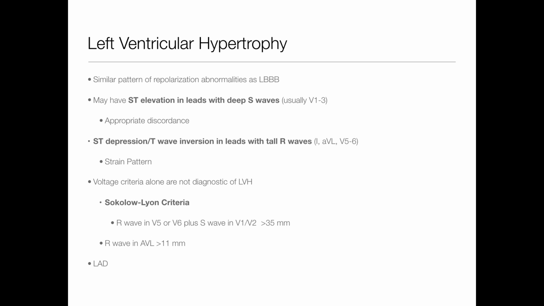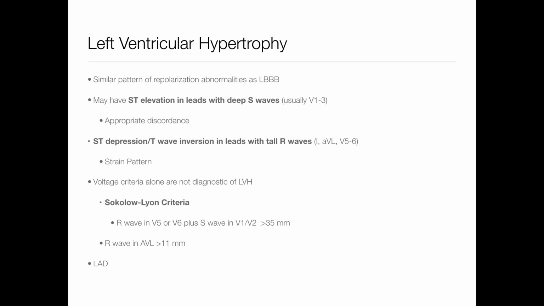Left ventricular hypertrophy is yet another cause of ST elevation. It has very similar repolarization abnormalities as left bundle branch block. In other words, where we have deep S waves, we're going to have ST elevation. Another situation in which we have appropriate discordance. Get used to hearing that term. I know we've discussed it some in class in the past, but you'll hear it a lot through this lecture. So left ventricular hypertrophy having that appropriate discordance, where there are deep S waves, we have ST elevation.